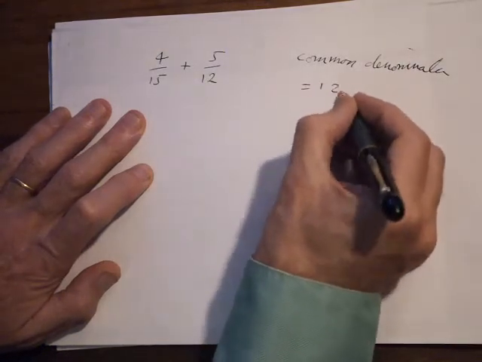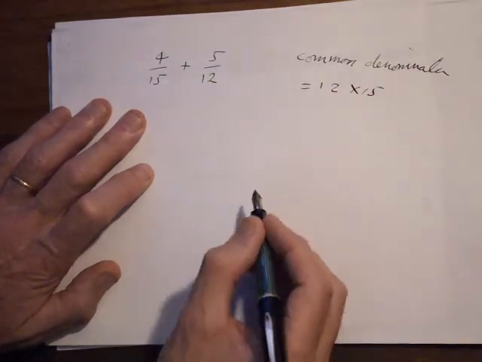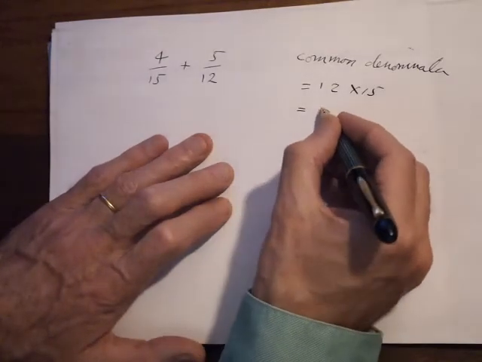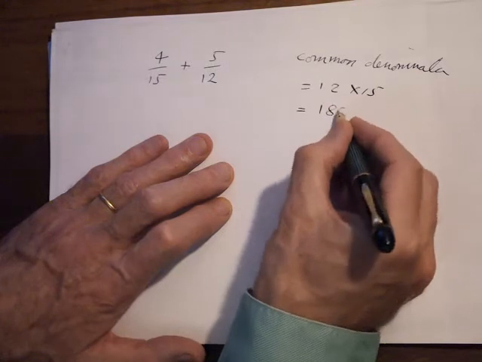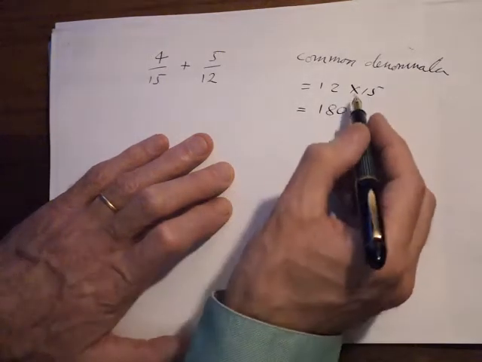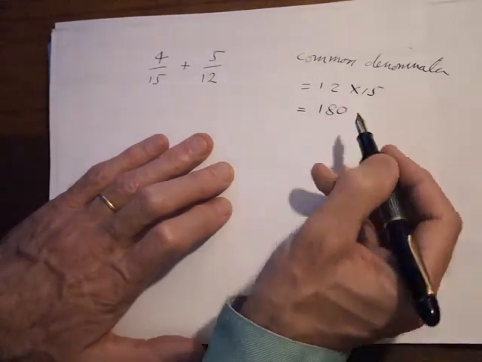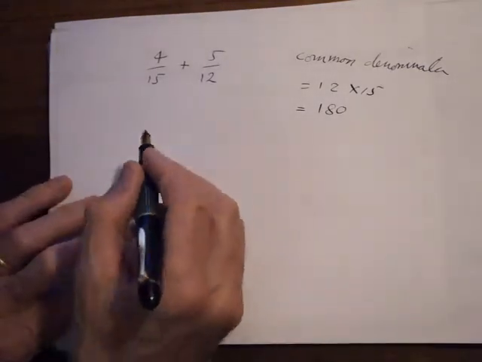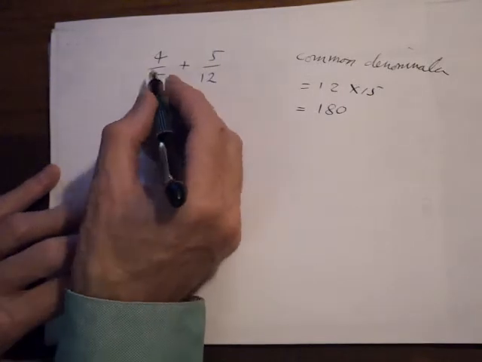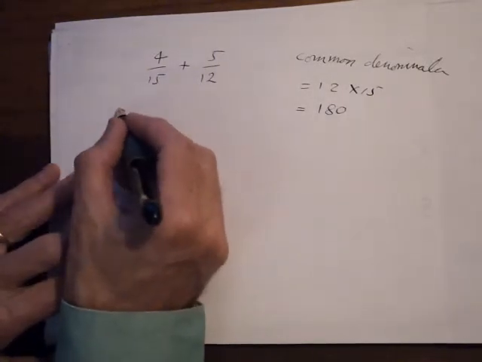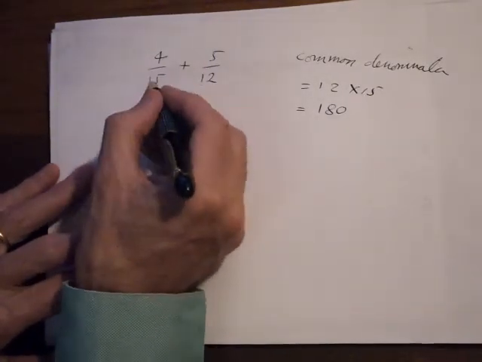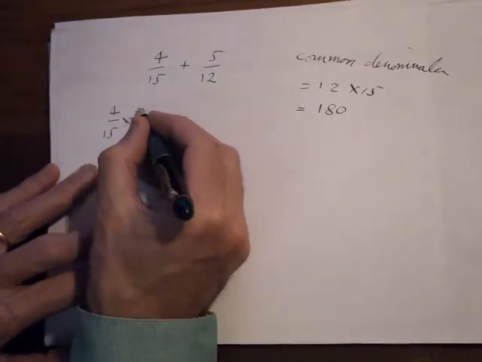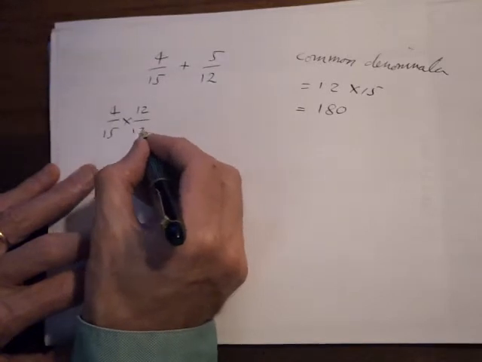is equal to 12 times 15. 12 times 15 is equal to, is that 180? Yes, I think that's right. 10 times 12 equals 180. So what we could say is that what we need to do is say that this thing becomes that 4/15 gets multiplied top and bottom by 12.